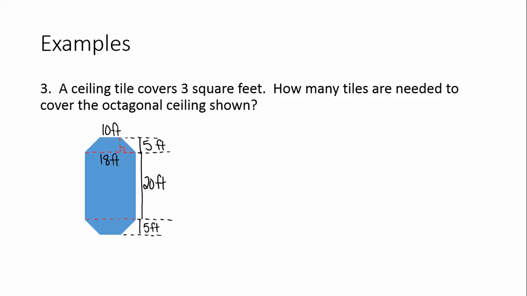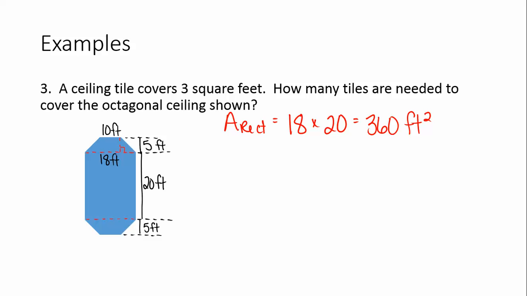So first what we need to do is find out what the area of the ceiling is. So it is an octagon shape. You see it has 8 sides, and it's been split up where you can see this rectangle shape in the middle, and then you can see a trapezoid at the top and at the bottom. So let's first find the area of the rectangle of the ceiling. So the area of the rectangle would be 18 times 20. So that's 360 feet squared.